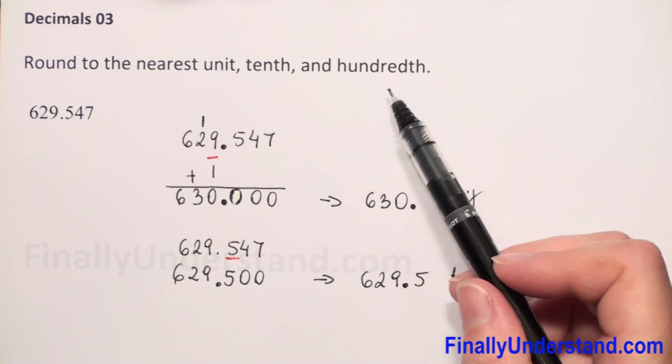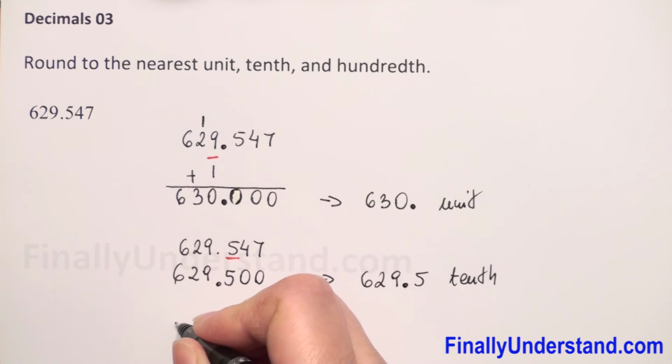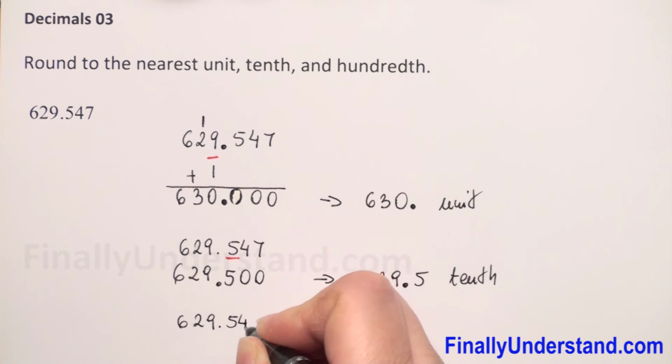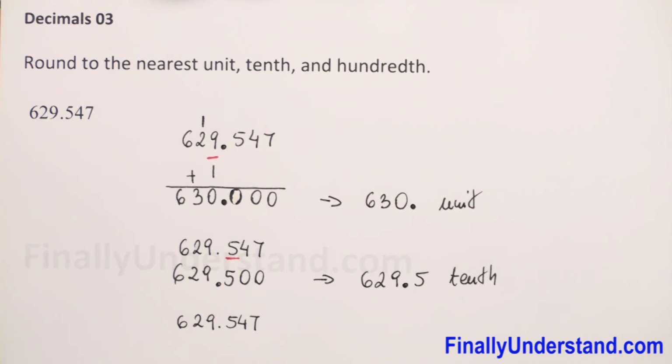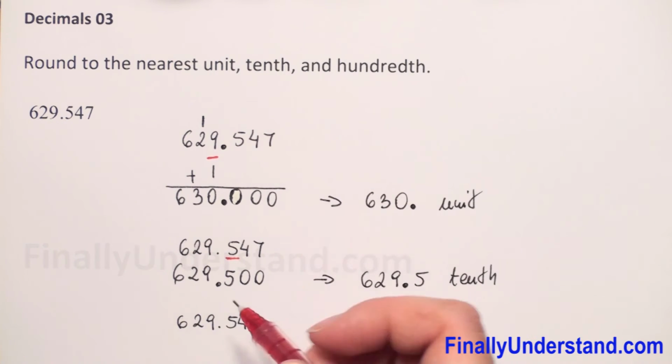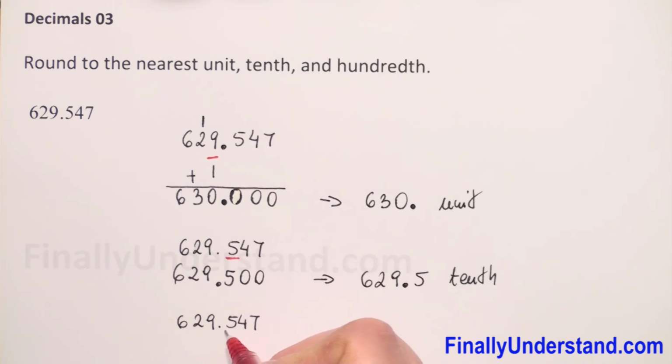Next, we have to round our number to the nearest hundredth. So let me copy our number, 629.547. First, we need to find the digit to which we have to round our number. We have hundredth. The first digit after the decimal point is tenth. Next is hundredth. When we move to the right from the decimal point, each position is 10 times smaller. So we have tenth, hundredth, next will be thousandth, ten-thousandth, hundred-thousandth, and so on. So hundredth is the second digit after the decimal point.